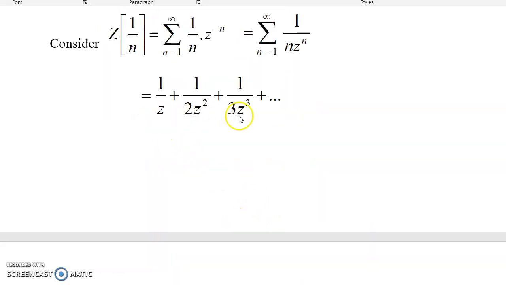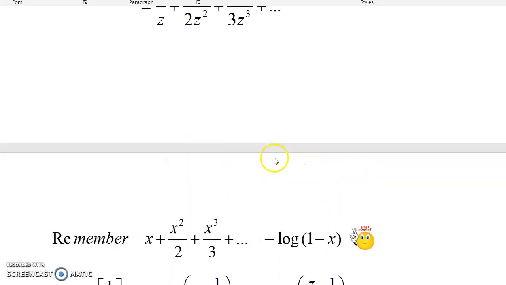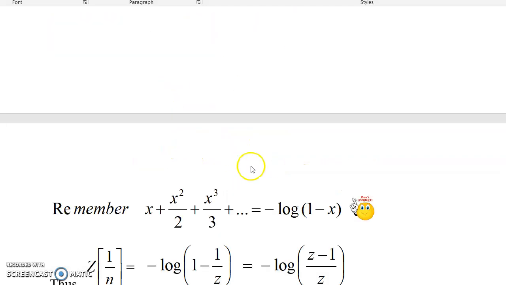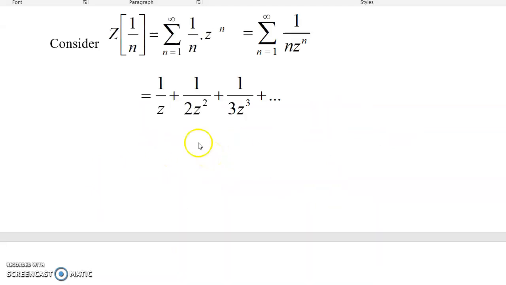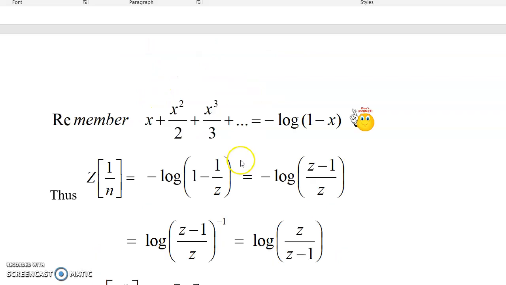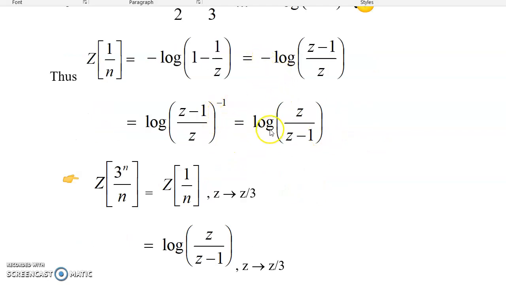And when you look at it, it is x plus x squared by 2 plus x cube by 3 format. So this is a formula we need to substitute. See, x squared by 2, x cube by 3, the same format you have here. So this is the answer for this particular series. Here in the place of x you have 1 by z. So according to this formula, the answer of z transform of 1 by n is going to be minus log of 1 minus 1 by z. Just a simple simplification, taking LCM and taking this minus to the power and reciprocating, log z by z minus 1. So this is the answer of z of 1 by n.